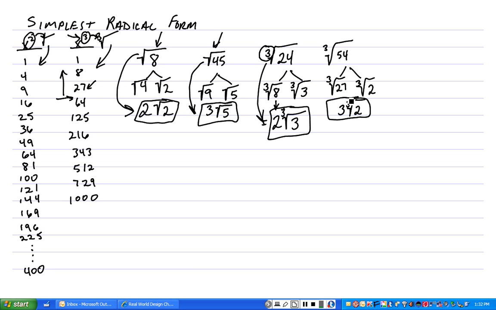Here, let's try some other ones. Let's go with this, it will be a good one. Let's say 3 square root of 80, and we want to put it in simplest radical form. Alright, 3 square root of 80 in simplest radical form. This is a square root sign, so now we come back to our perfect squares list.